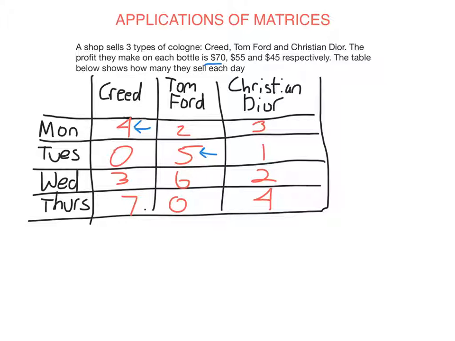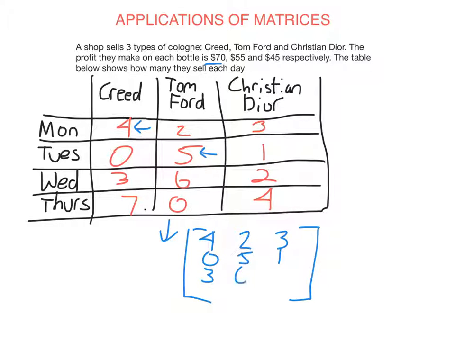So firstly, I'm going to convert this table into a matrix. Basically, I'm going to write the table without any words. I'm just going to include the numbers. So the first row, 4, 2, 3, 0, 5, 1. As you can see, all I'm doing is copying the numbers.